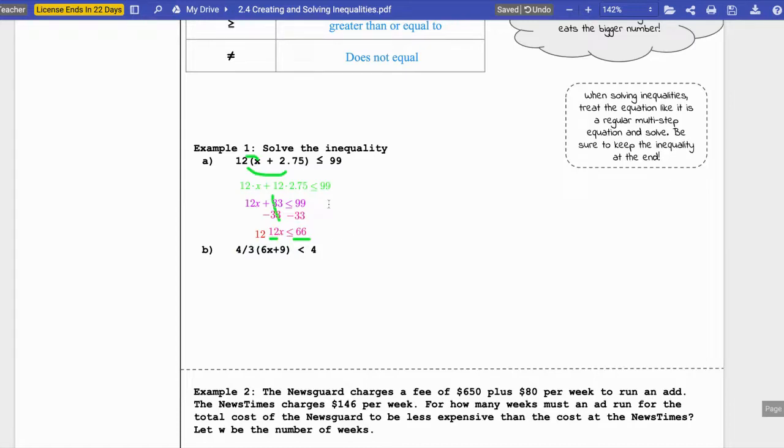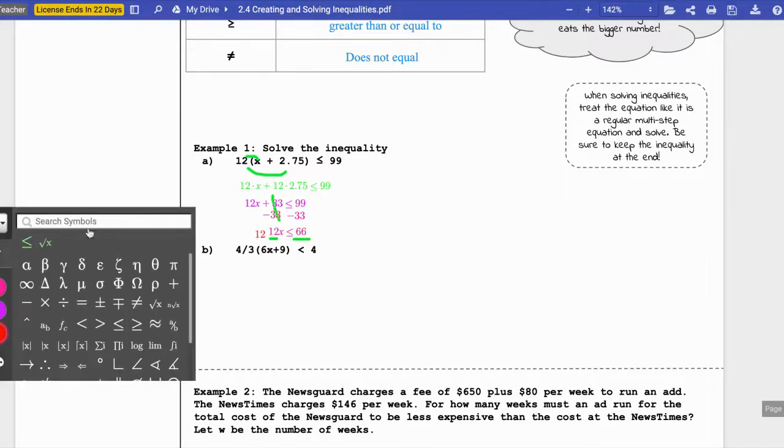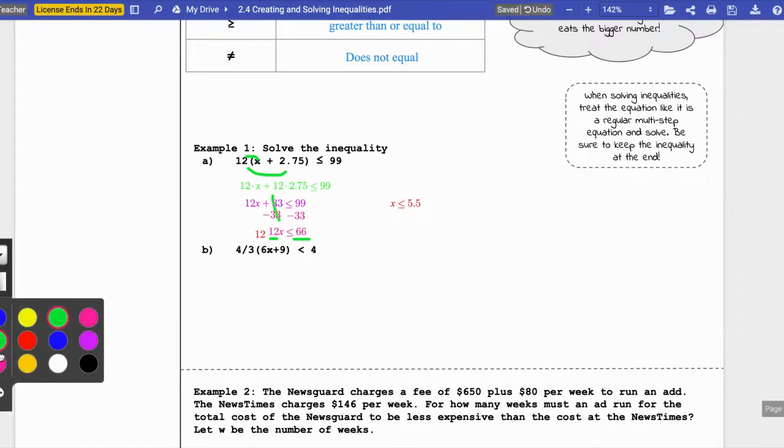If we're dividing by 12, then what we end up with is x is whatever 66 divided by 12 is, which gives us 5.5. So x is less than or equal to 5.5. You see we just did the exact same steps for solving a regular equation. It's just that our answer has a different symbol separating it.